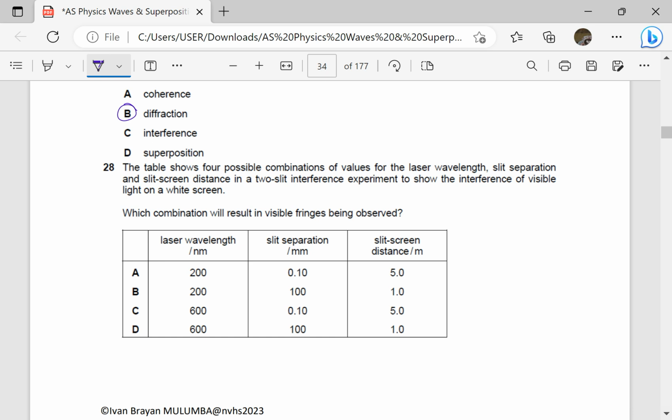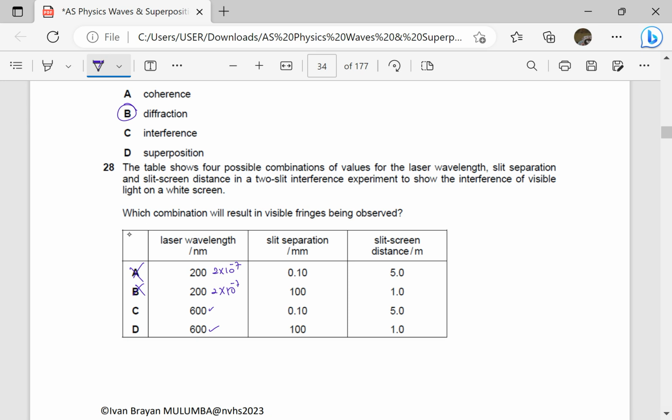So we check the wavelength. The laser wavelength of 200 nanometers is 2 times 10 power negative 7. That is outside the visible range. So we ignore A and B. Now this one, the wavelength of 600, is in the visible range.